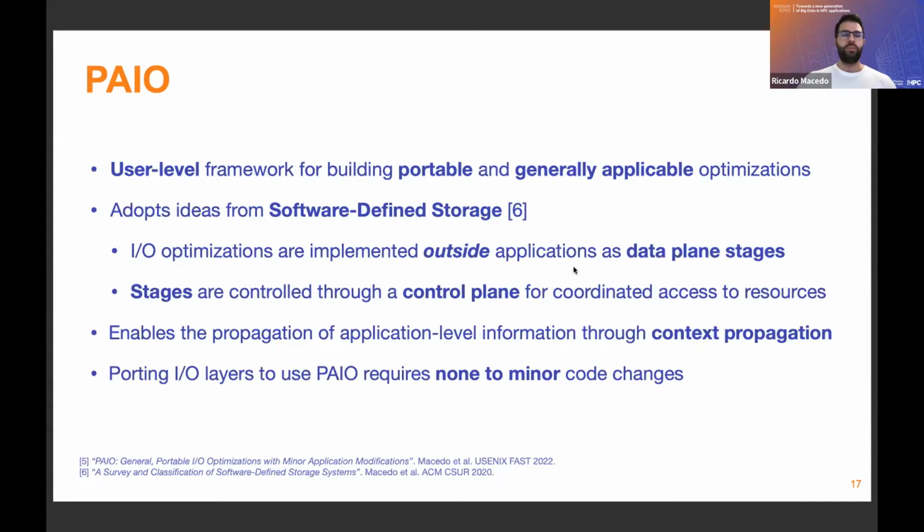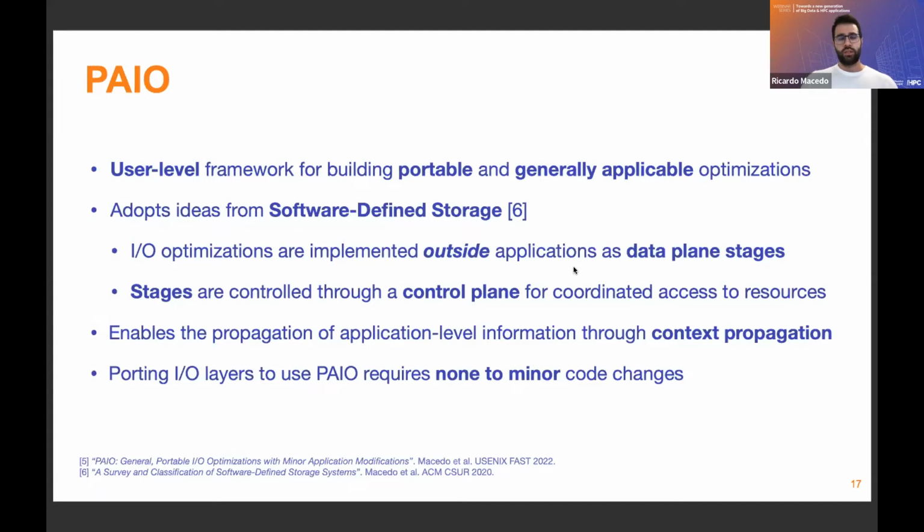PIO stands for Programmable and Adaptable IO, and is a user-level framework that allows system designers to build portable and generally applicable storage optimizations. PIO adopts ideas from the software-defined storage community. João Paulo already explained this in a previous webinar, but basically it is a paradigm for developing storage systems in which we separate the data from the control: where the actual IO will flow, and how things should be controlled and orchestrated. So in this paradigm, we have the data plane and the control plane.